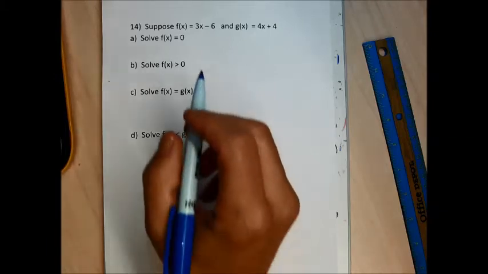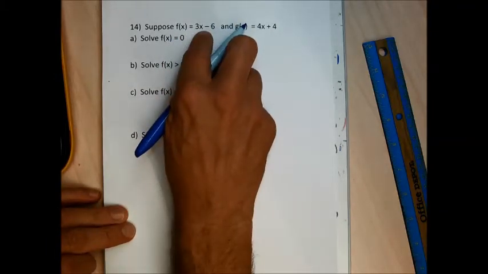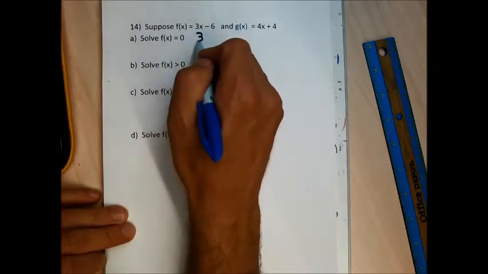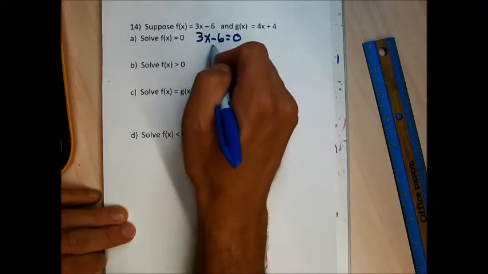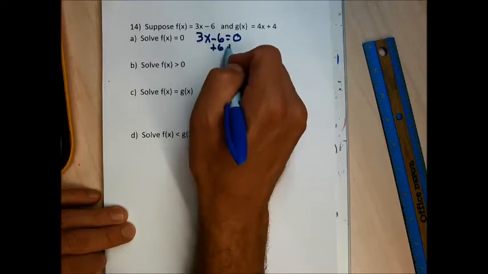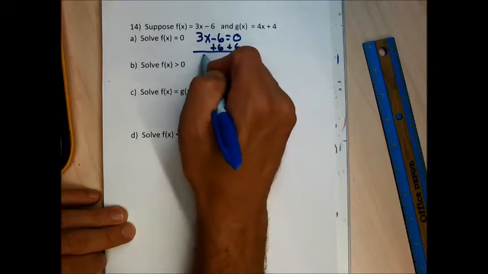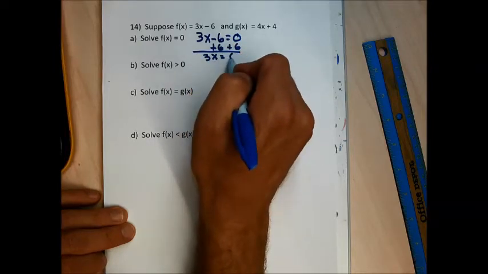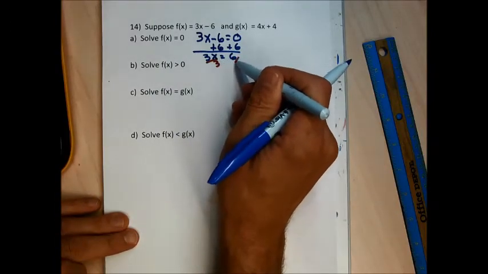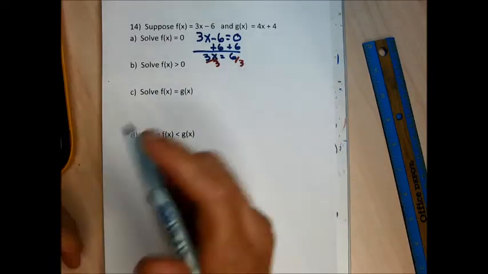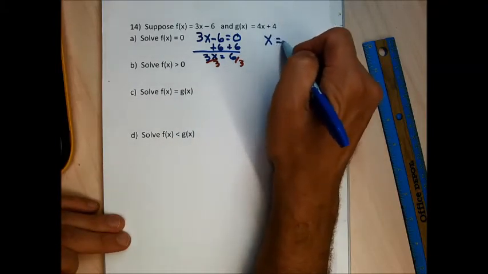So 14a, set f of x equal to 0. F of x is 3x minus 6. To solve 14a, I'm going to go 3x minus 6 equal to 0. To solve this, I'll add 6 to both sides and get 3x equal to 6. And then I'll divide both sides by 3. And I get for my answer to part A, x is equal to 2.